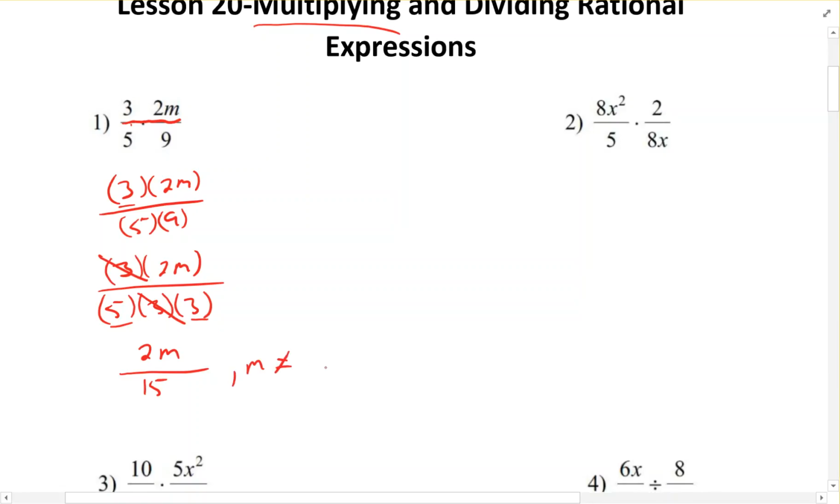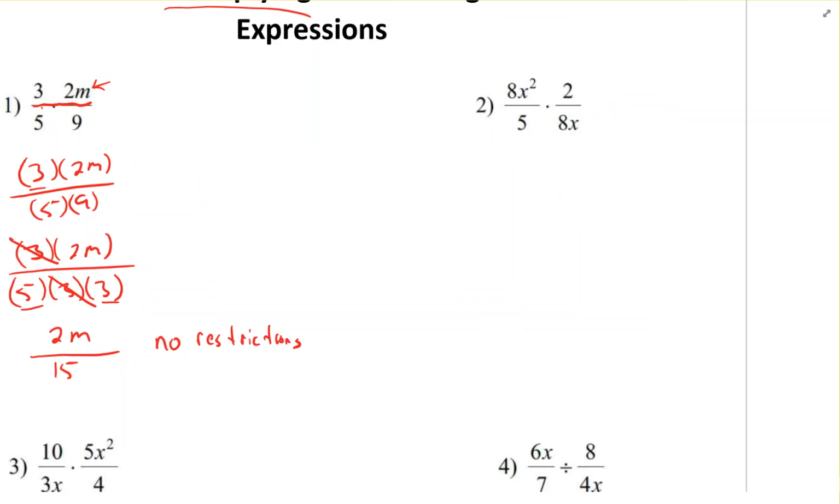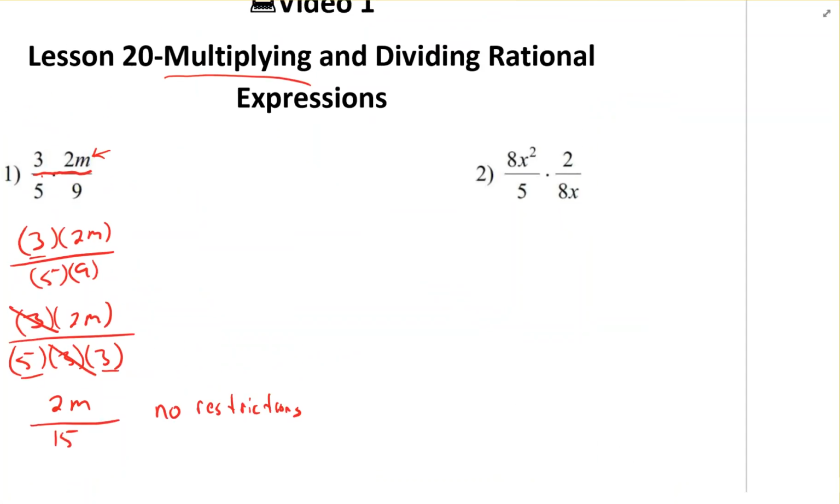But if I go back up to the beginning here, x or m is never even in the denominator, right? I could plug any number I wanted to into m. It could be negative infinity or negative whatever, or positive whatever. It can be anything, right? So m's allowed to be anything, so there are no restrictions. Okay, so I'm going to let you guys go ahead and do number 2.